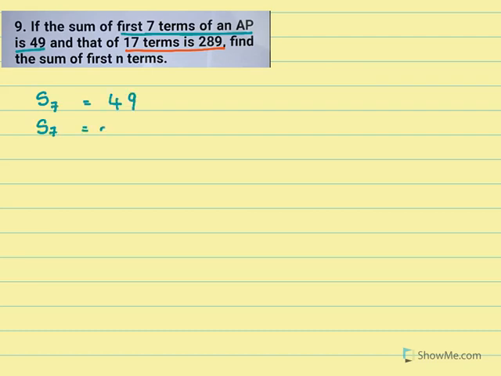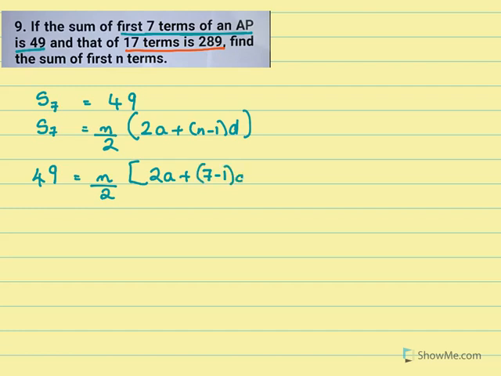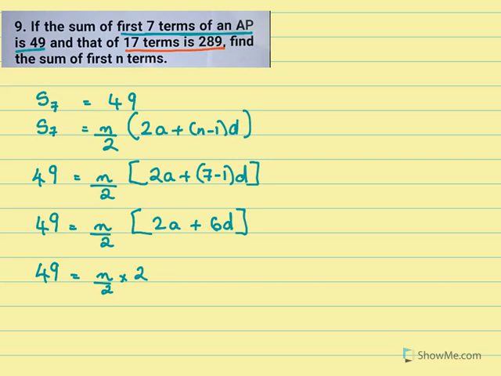You know S7 will be n by 2, 2a plus n minus 1 d. And S7 is given as 49. So 49 equal to n by 2, 2a. Your n we know is 7. There are 7 terms. D we do not know. So 49 equals to n by 2, 2a plus 6d. So we have 49 equal to n by 2. I'll take 2 common out here. You get a plus 3d.